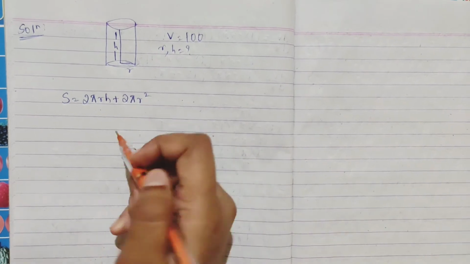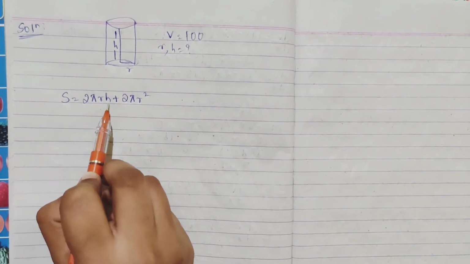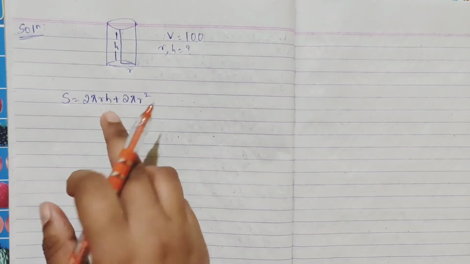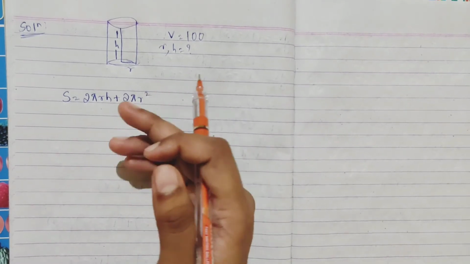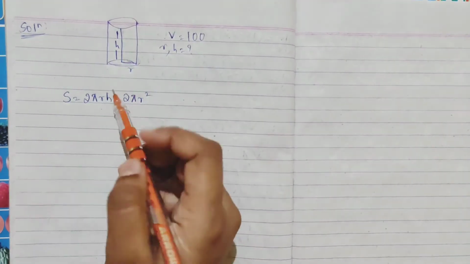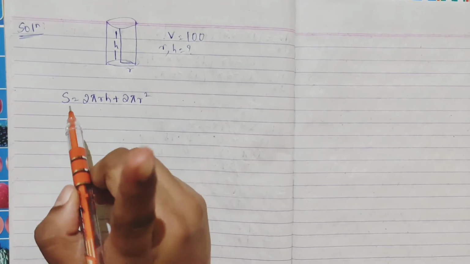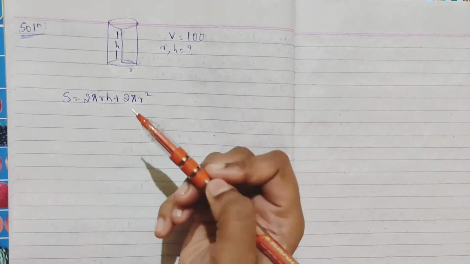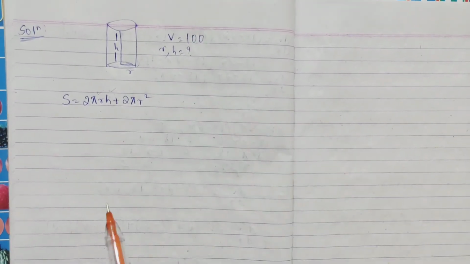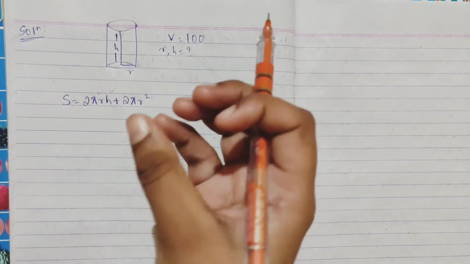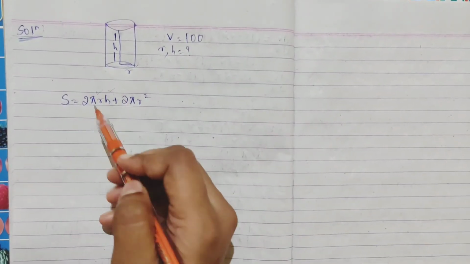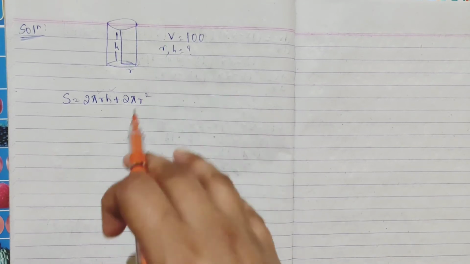But here you see, you have both r and h terms, and in differentiation we consider only one function at a time, but here r is there and h is also there. So what we will do, we will see what they have given, and with the help of that, we will turn one function into the other.